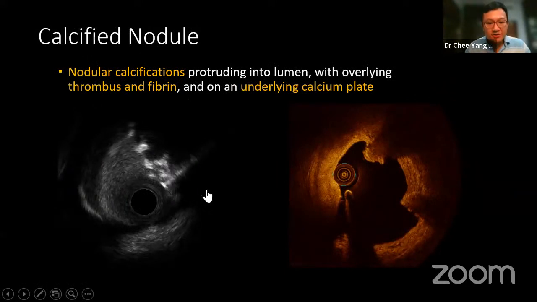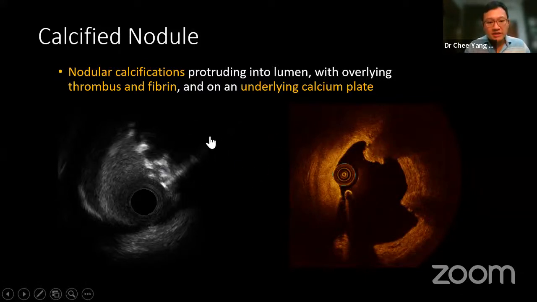Calcified nodule. We have a talk on calcific nodule later on. I'm sure this subject will come up a few times. A calcified nodule basically is an area of nodular calcification that protrudes into the lumen. So unlike the normal calcium plates that we see, a calcified nodule normally protrudes into the lumen. It is normally associated with thrombus and fibrin on its surface, and that gives rise to the attenuation that we see on OCT.